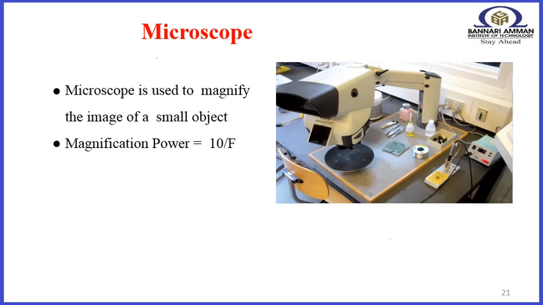Microscope. A laboratory instrument used to examine objects that are too small to be seen by the naked eye. Microscopy is the science of investigating small objects and structures using a microscope. Microscopic means being invisible to the eye unless aided by a microscope. There are many types of microscopes, and they may be grouped in different ways.